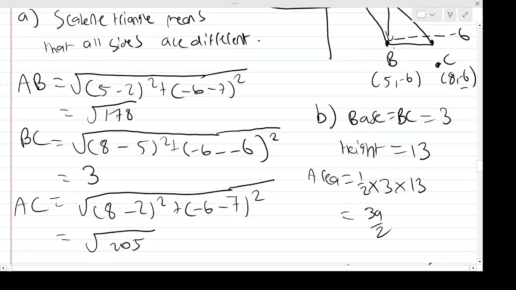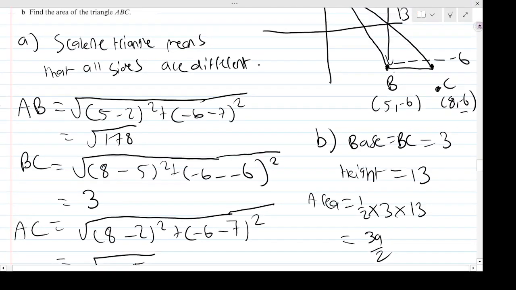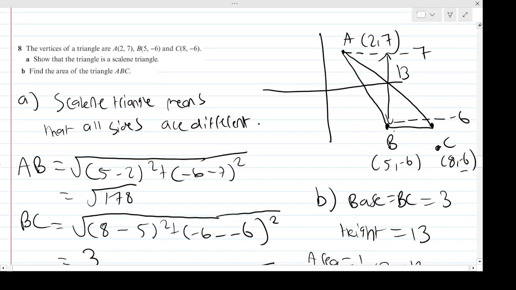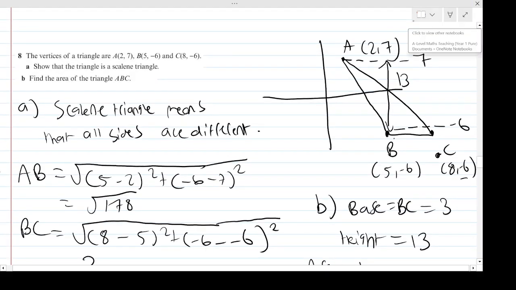So again, it's the exact same sort of philosophy, right? Finally, you can use the lengths to find the area of a triangle, and you can also consider the coordinates to consider the vertical height. But yeah, cool. There we are.